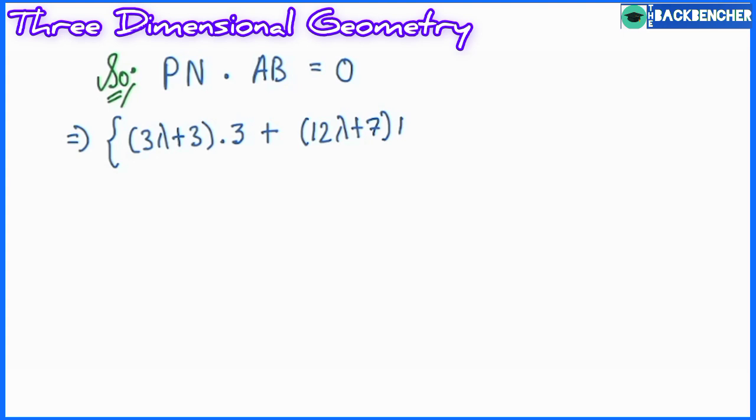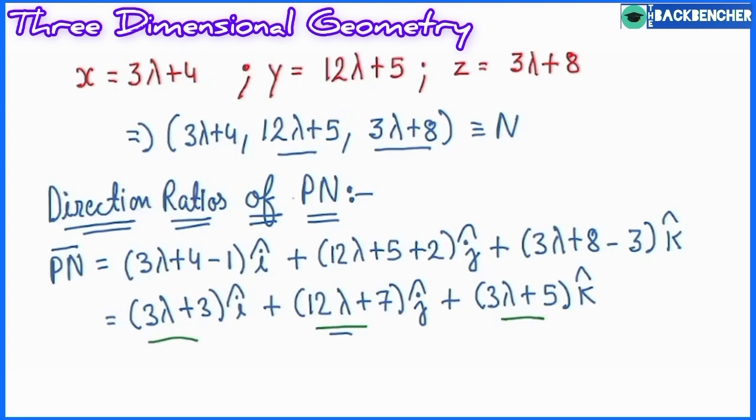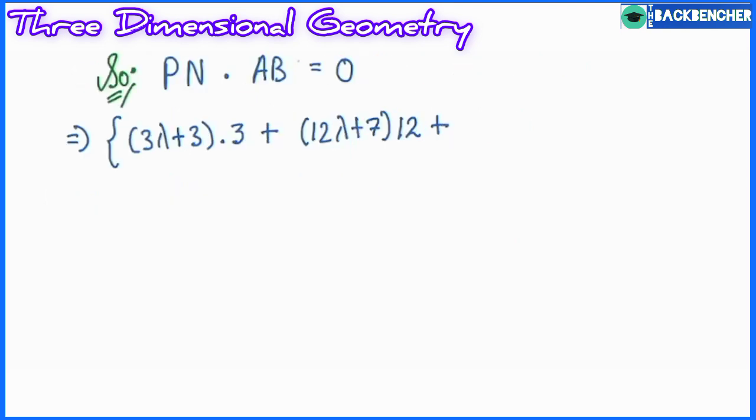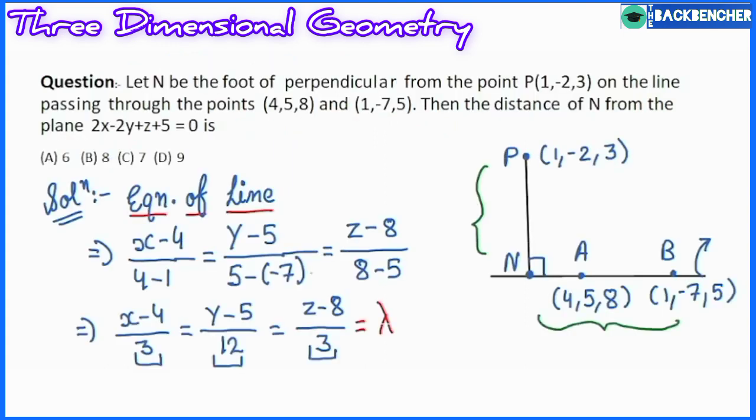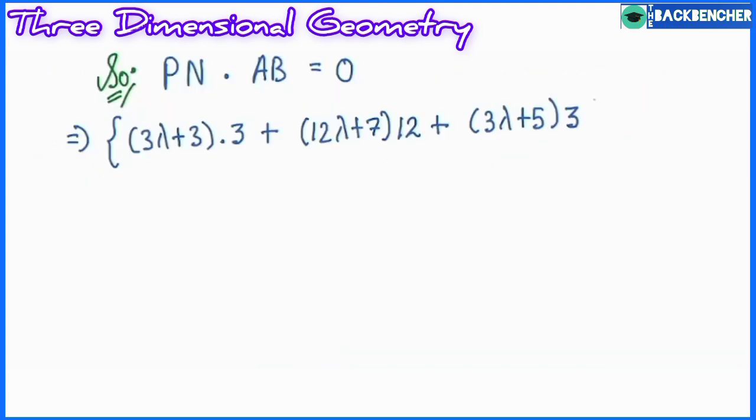So that will become 12 plus, just do the same process with the third part, that is z coordinate, that is 3 lambda plus 5 here. So just write it, 3 lambda plus 5 in bracket, and that would be multiplied with what? What is the z coordinate of the direction ratio of our line? That is 3. So just write 3. And the value of all that would be equal to 0. Now let's do it further.